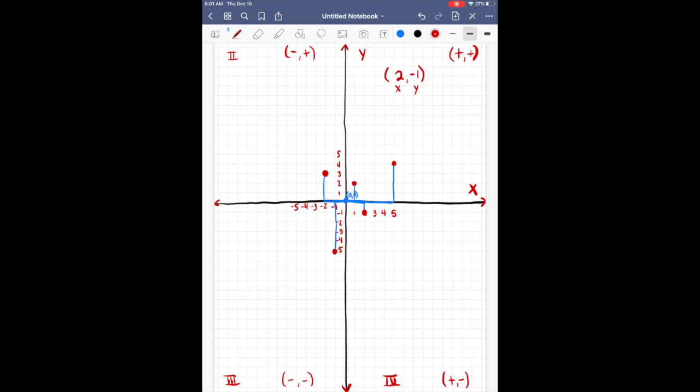And that is the basics of our coordinate grid, how we graph our coordinates, just a little review for our assignment for Thursday and Friday.